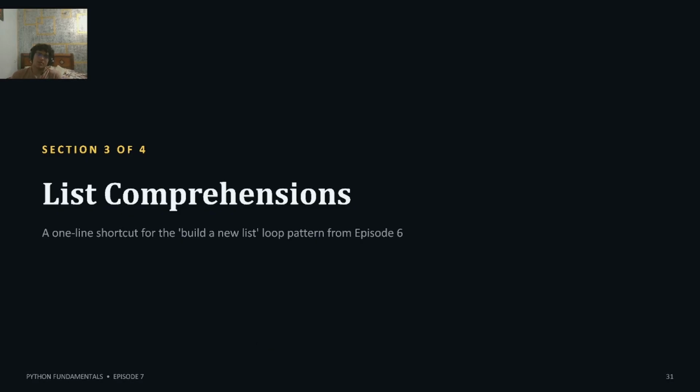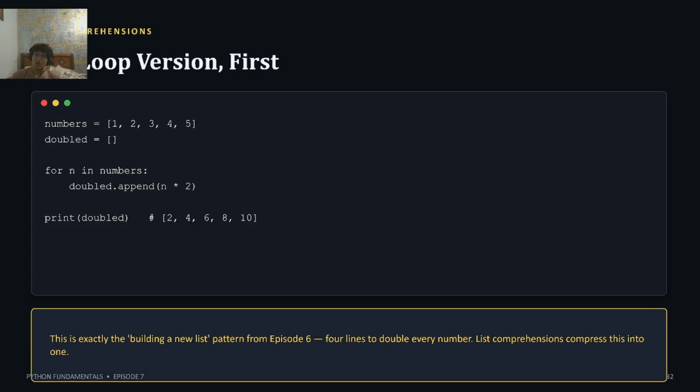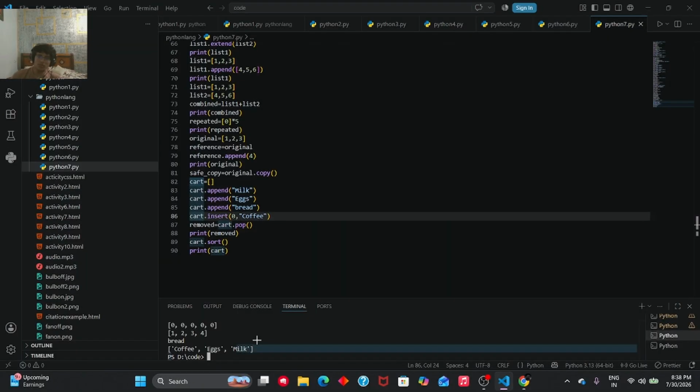Next is the next section, list comprehensions. Now, for one of my favorite features in this entire language, list comprehension. This is a one-line shortcut for the exact build-a-new-list loop pattern that kept showing up through episode 6. The first one is the loop version. Now let's test this code out.